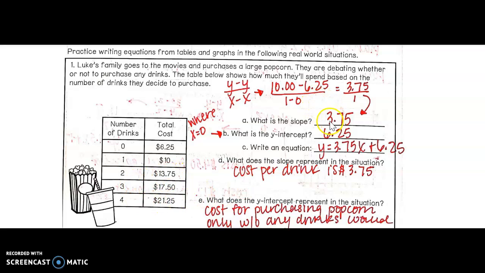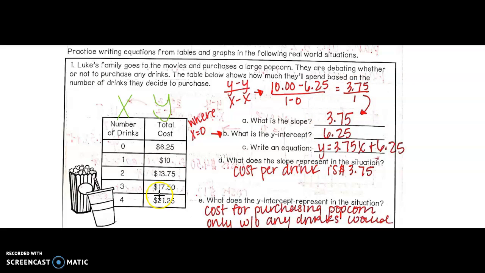Okay, the slope is 3.75, right? One way you could think about it is if number of drinks is x, and total cost is y. Okay, so the change from 6.25 to 10 is 3.75, right? 10 minus 6.25 is 3.75, and 0 to 1 is 1. 3.75 over 1 is 3.75.